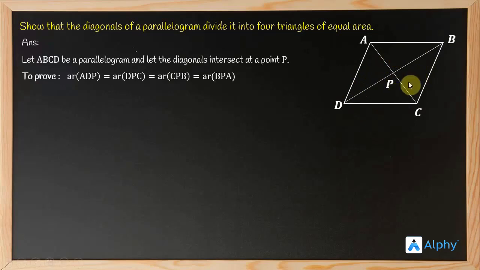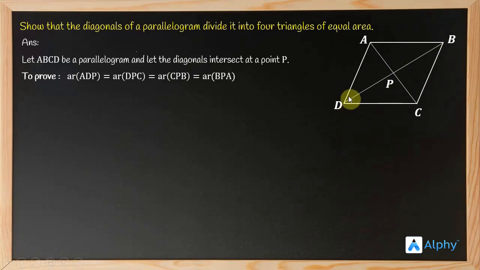And how can you prove that? Well, you know two theorems right now. We know that any two triangles between the same base and same parallels will have equal areas. And we also know that if you have a median like this one, that median would divide a triangle into two triangles of equal area. We have seen that too. Okay, so where can we start?